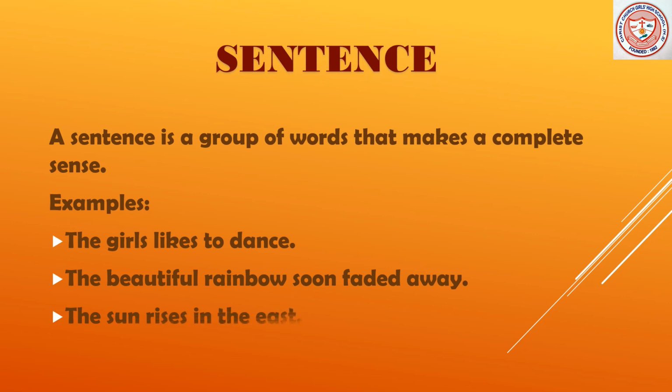Next example. That means number 3. The sun rises in the east. You all know that this is a universal truth. Here we are getting a group of words which is expressing a sense. So, it will be an example of sentence.